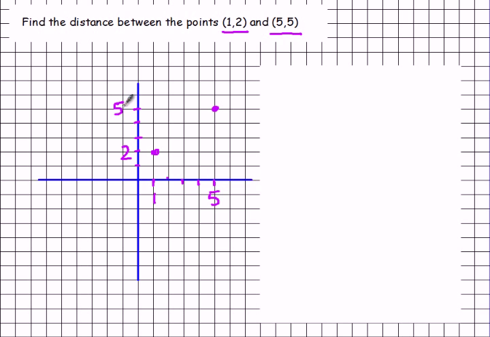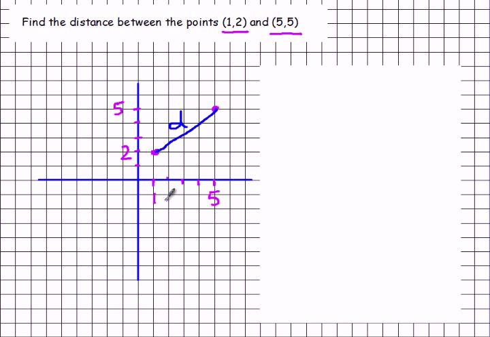Now what we need to do is get the distance between those 2 points. So we want the distance from there all the way up to there. Now if you had a ruler you could possibly measure it, but that would depend on your graph being to scale and your ruling being accurate. That distance there is what we want to find.